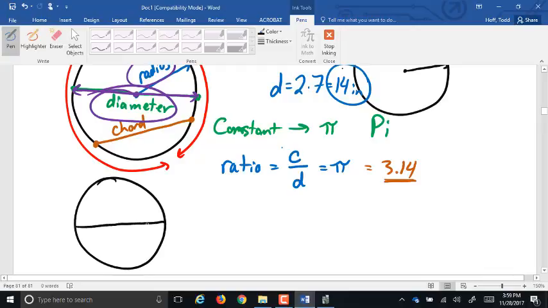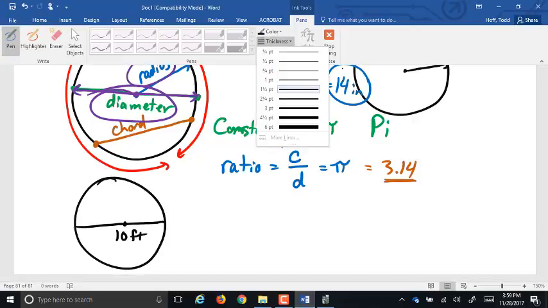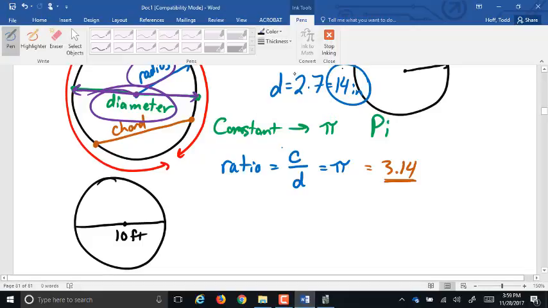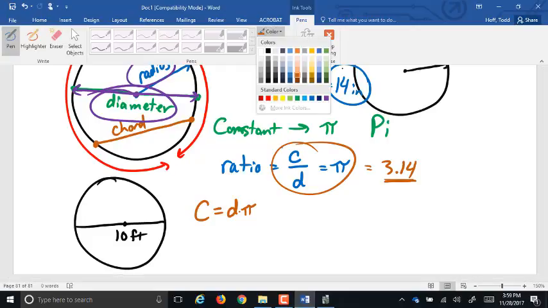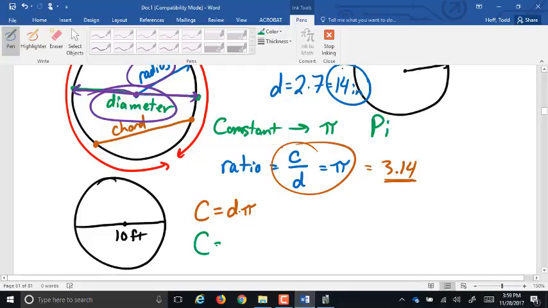So if I have a circle with a diameter of 10 feet, the relationship between the circumference and the diameter is that the circumference is going to equal the diameter times pi. I'm just solving this equation for circumference by multiplying both sides by pi. So in this case, the circumference equals 10 times pi. 10 times 3.14 is going to be 31.4. That is in feet, because this was feet.